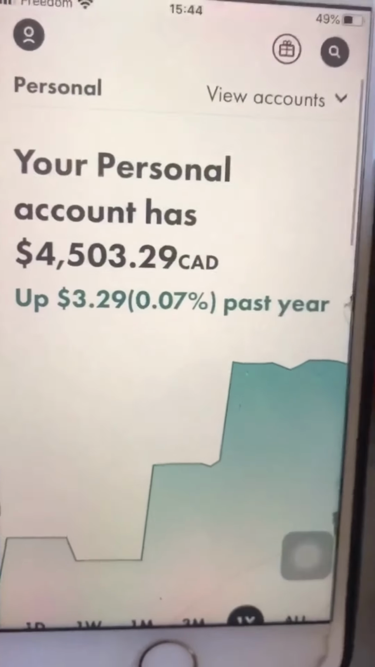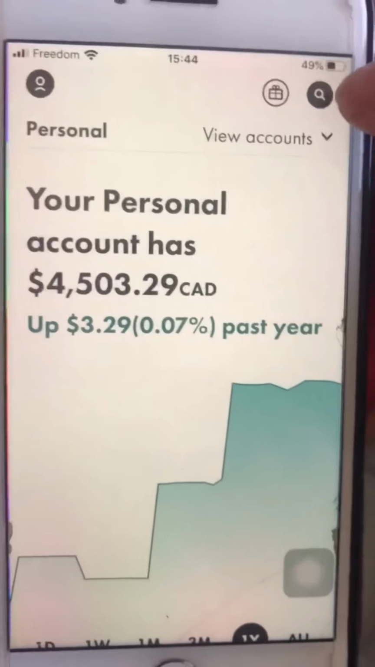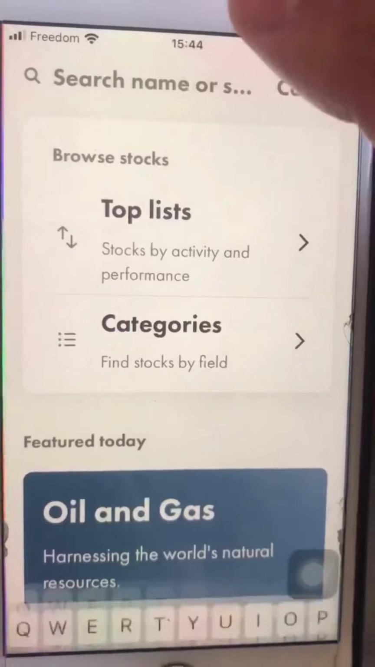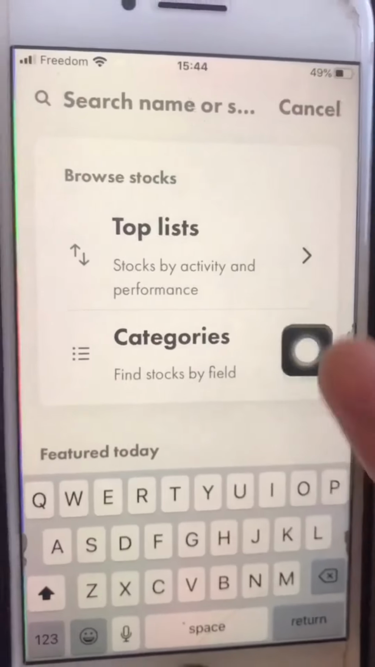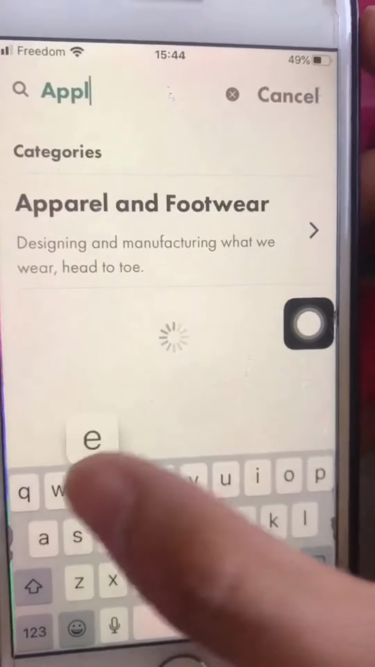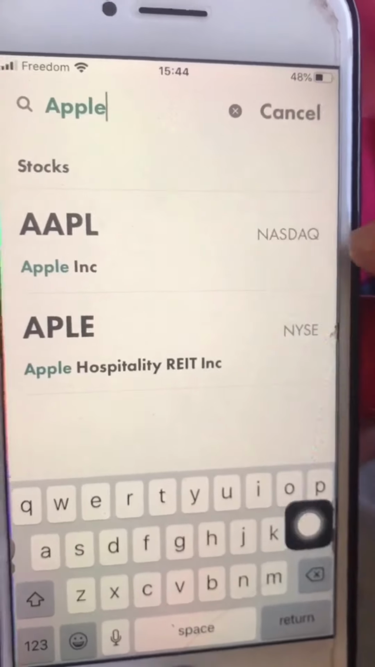So let's get into how you would buy stocks using this app. Using this search icon here, you would click that. You would type in the stock you want to buy. So say you want to buy Apple stock. You put Apple there, and it would be the first one, Apple.